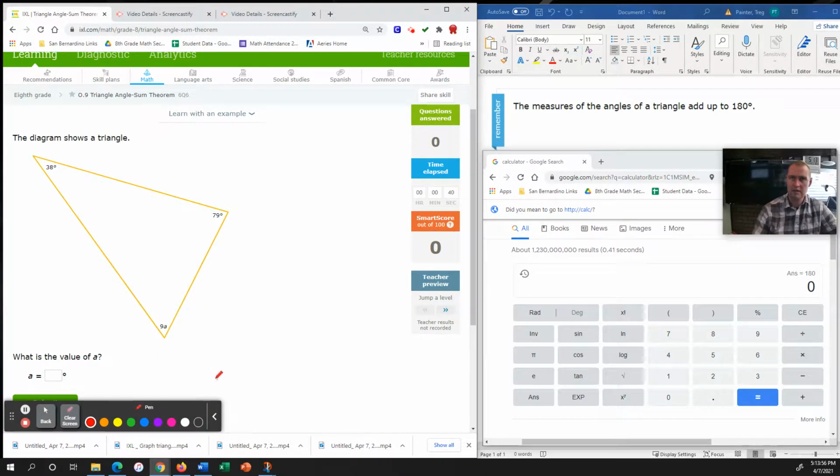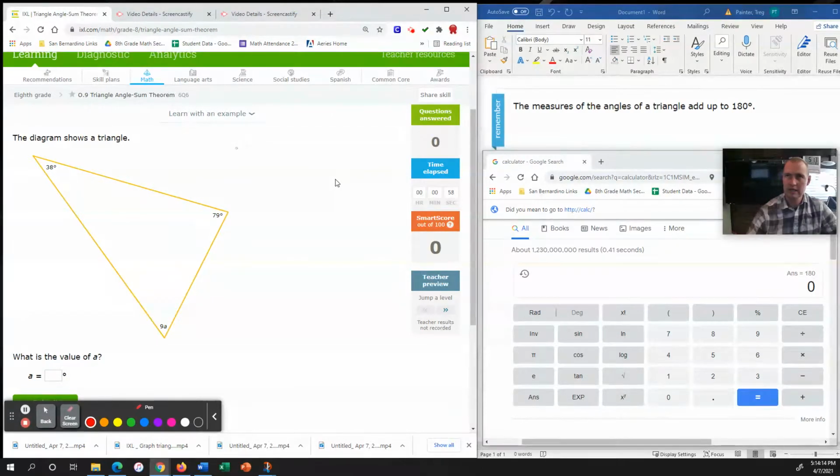All right, so same concept as O8. We're just going to take our three sides and add them up to 180. So take a note right here. The measures of the angles of a triangle add up to 180 degrees. All right, so with that being said, we should be good.